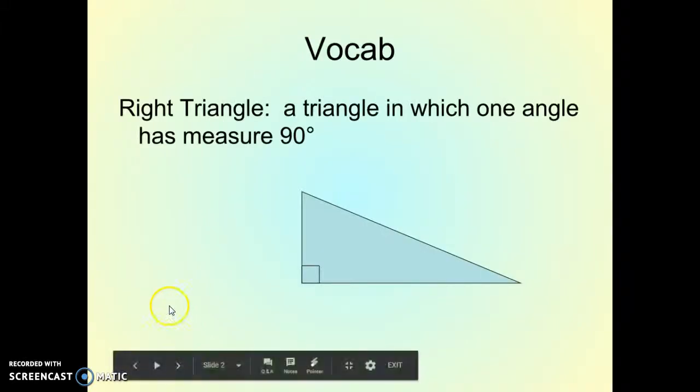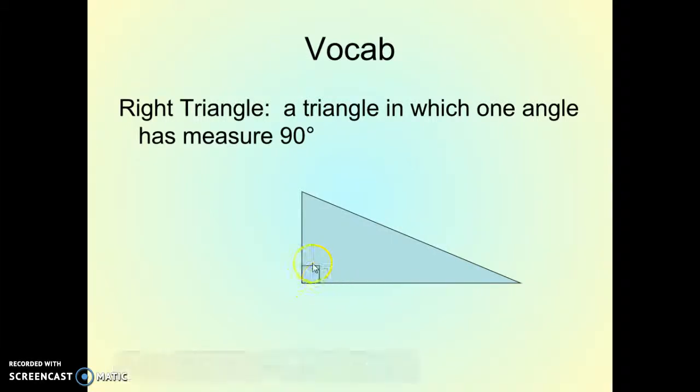A couple things to get out of the way before we get started. First of all, a right triangle looks like this. And what makes it a right triangle is the right angle box that's in the corner right here. If it does not have that little box, it means it's not a right triangle. And a right angle is 90 degrees. So a right angle or a 90-degree angle are the same thing.